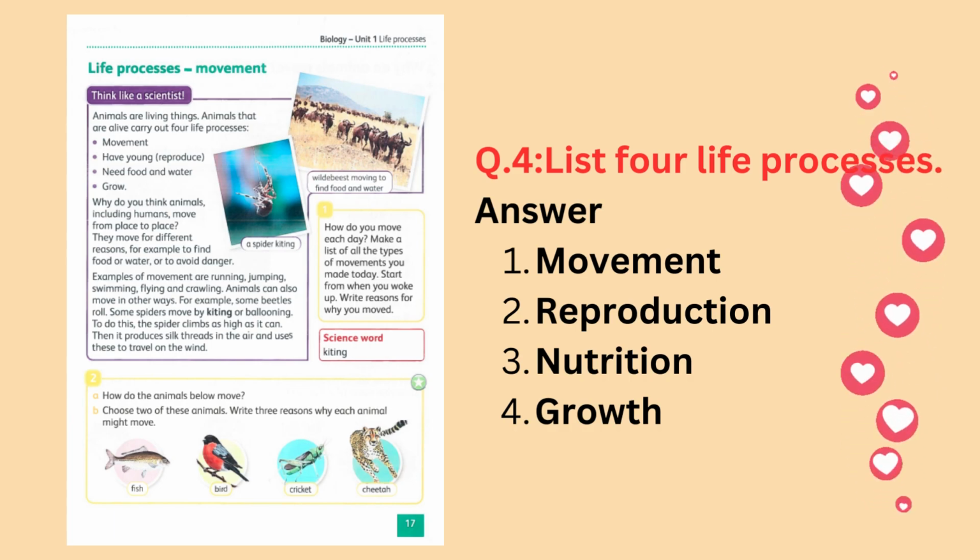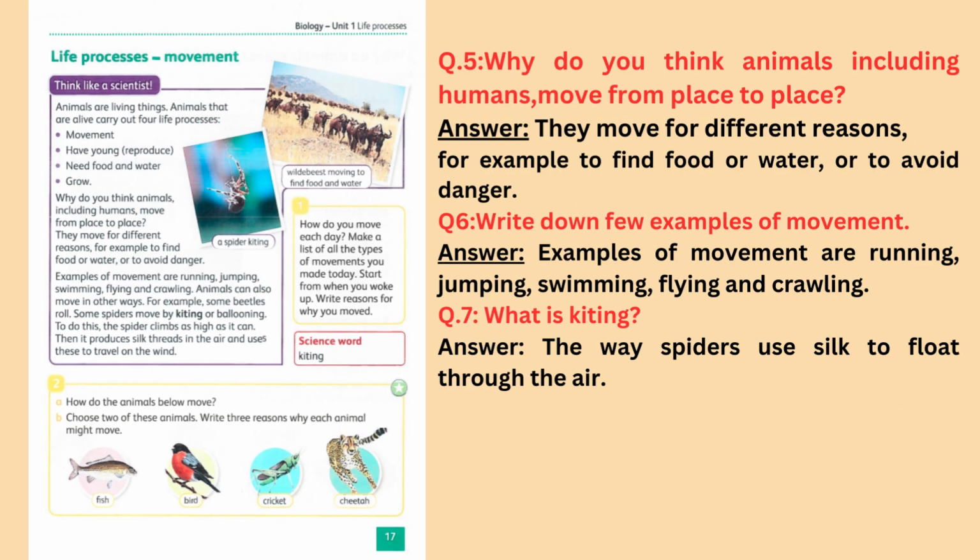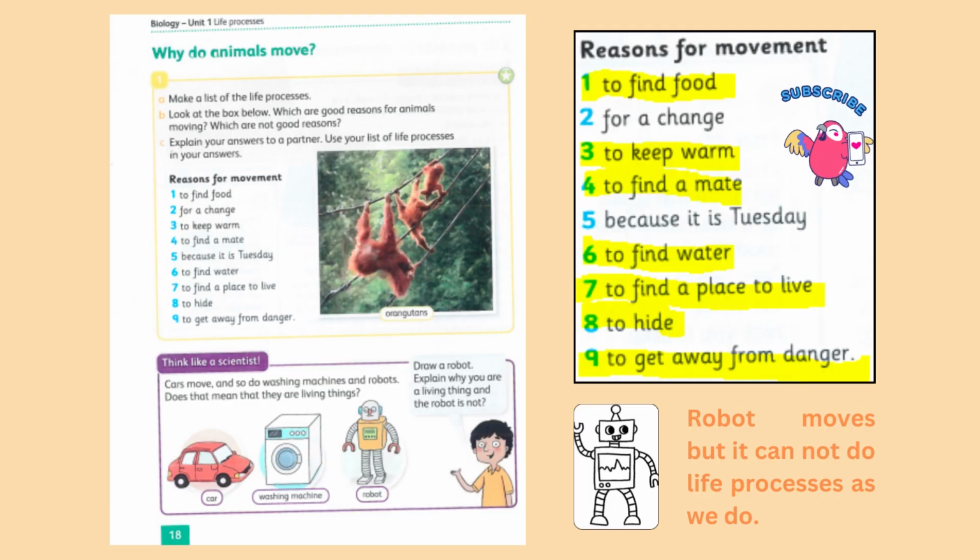These are the questions that we have discussed, you have to write in your notebook. Question number 5, question number 6, and question number 7. Now, page number 18. Why do animals move? Make a list of the life process.